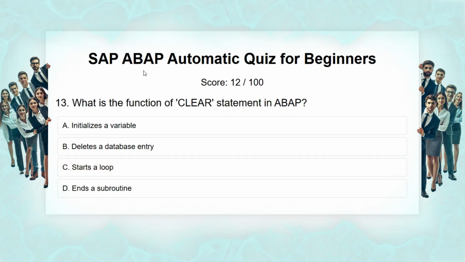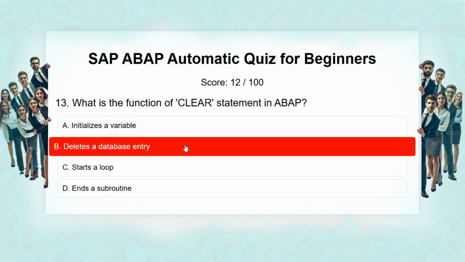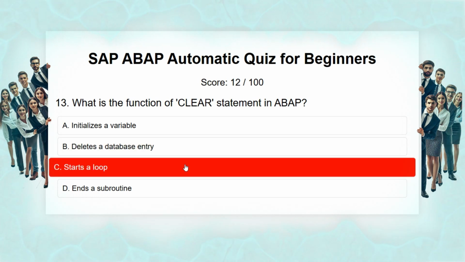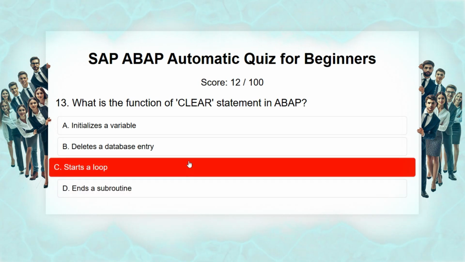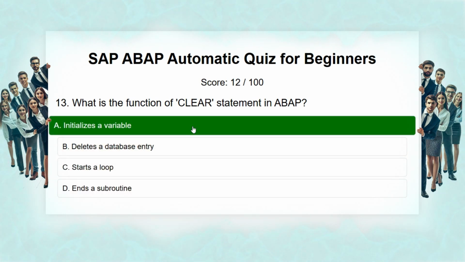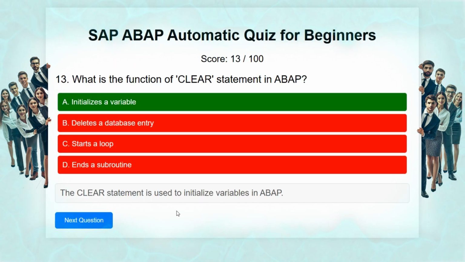13. What is the function of clear statement in ABAP? A. Initializes a variable. B. Deletes a database entry. C. Starts a loop. D. Ends a subroutine. Correct answer. The clear statement is used to initialize variables in ABAP.